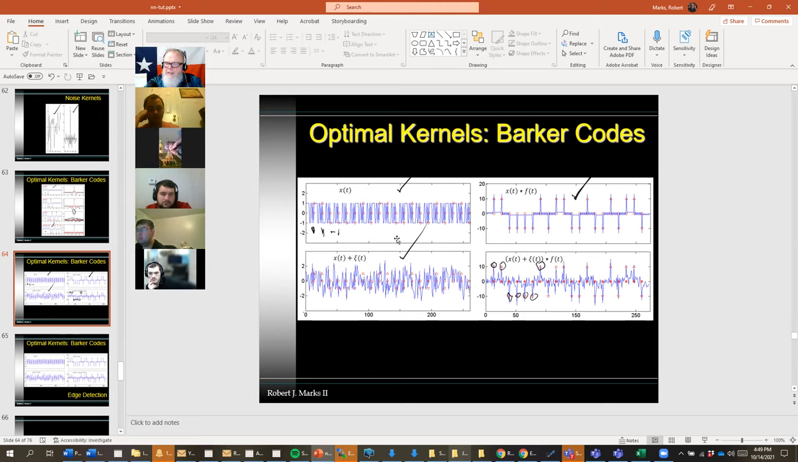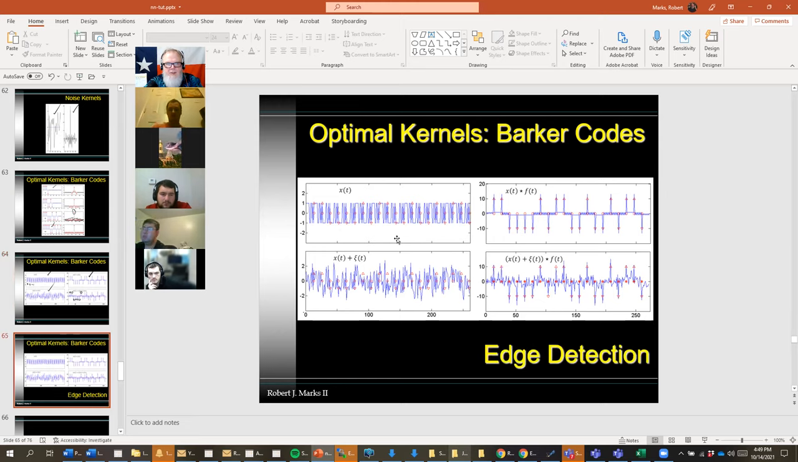Okay, I think that kind of wraps things up. Next time we're going to look at other ways we can do correlation for edge detection. That edge detection will take us into Sobel operators, which will then take us into deep convolutional neural networks, okay? So I'm laying a path here to get to the deep convolutional neural networks.